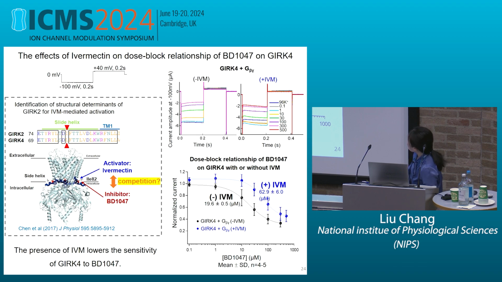Thus, to examine this, what we did was to make the dose-block relationship in the presence of ivermectin and in the absence of ivermectin. And we observed that in the presence of ivermectin, this dose-block relationship shifted to the right side, suggesting that the presence of ivermectin lowers the sensitivity of GIRK4 to BD.